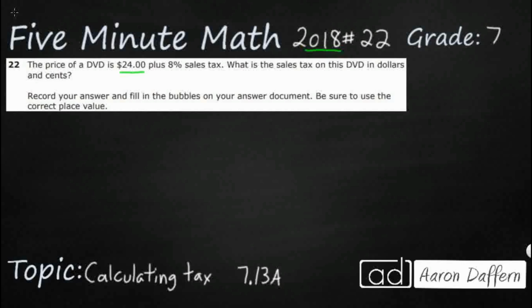Something is $24, and we've got an extra 8% sales tax. So we are not looking for the total cost. We are simply looking to calculate the sales tax, right? So if you want to buy something for 24 bucks, you know it's not going to be just $24. It's going to be 25, 26 something, because you always have to pay the sales tax.